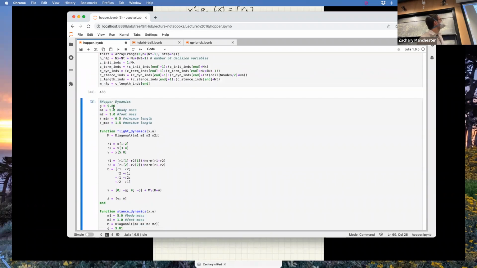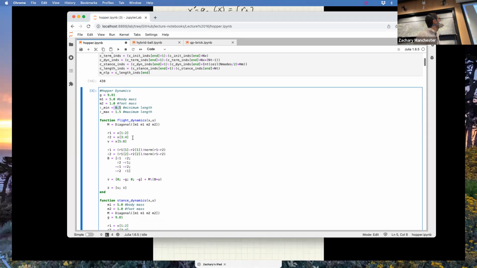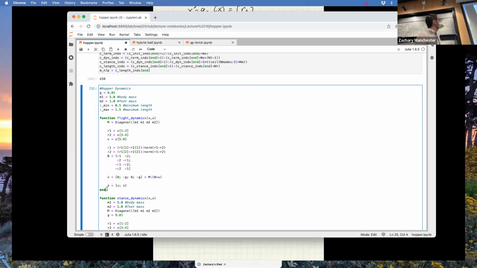So we're going to make the body mass 5, the foot mass 1. And then for the prismatic joint, we're going to put inequalities in there for its length as well. So it's got a minimum distance of 0.5 meter, maximum distance of 1.5 meters for the prismatic joint. Flight phase dynamics. So this is just F equals MA, and then J theta double dot equals tau kind of stuff.